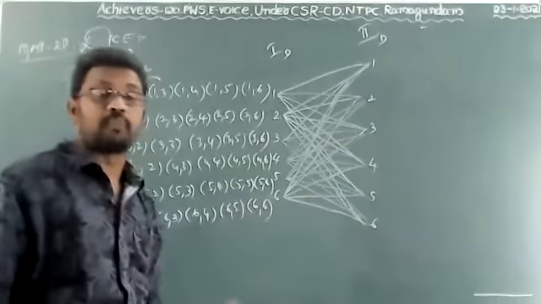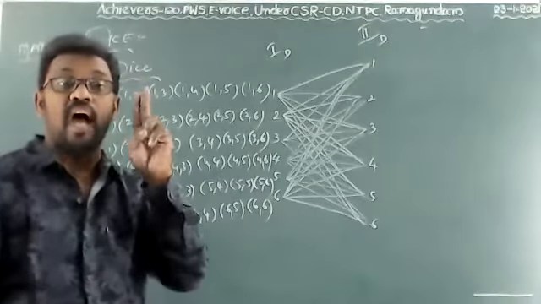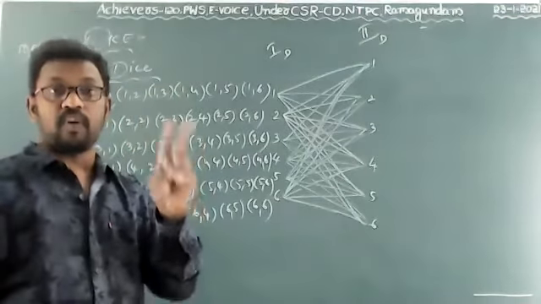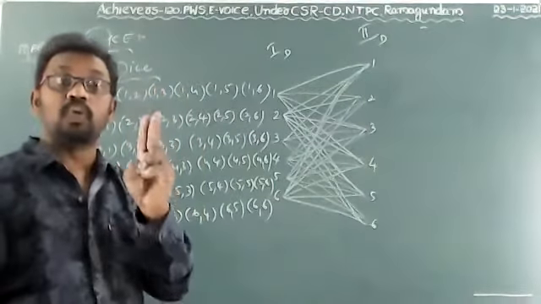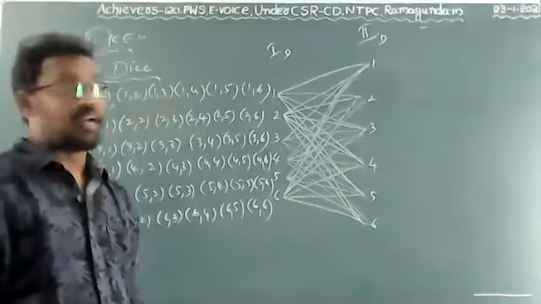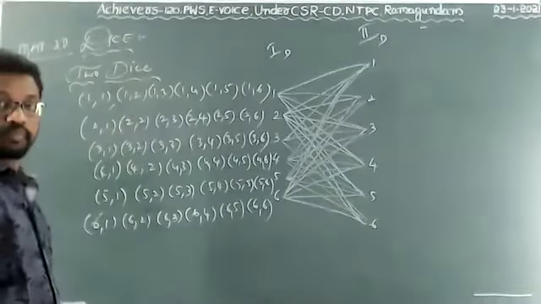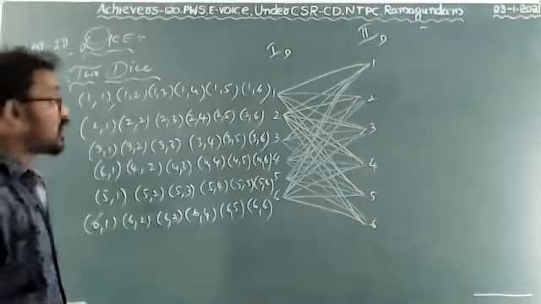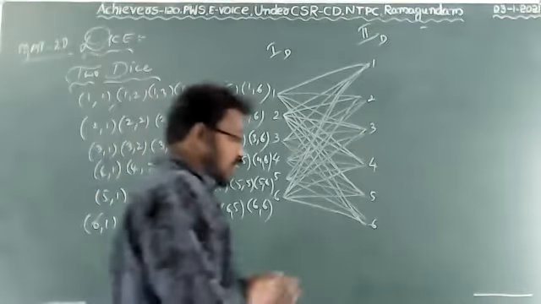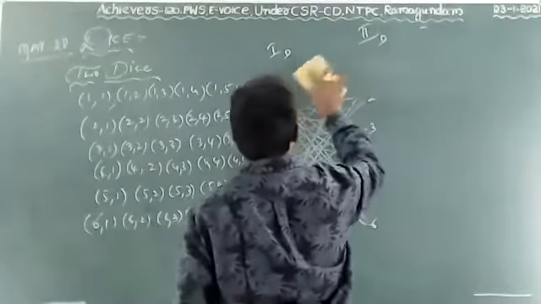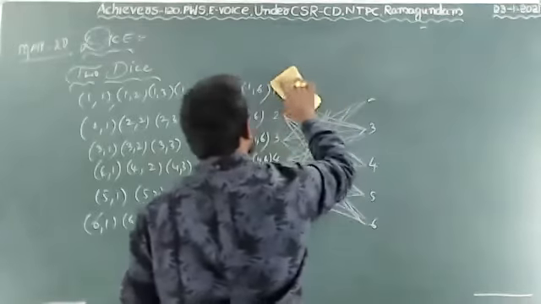36 unique pairs you can see when you have two dice. Whenever you have two dice, you can see this. 36 varieties, 36 unique pairs. When you have two dice, this is the way.